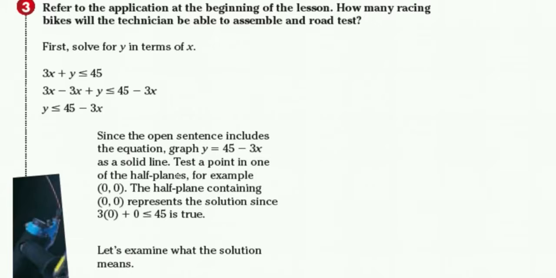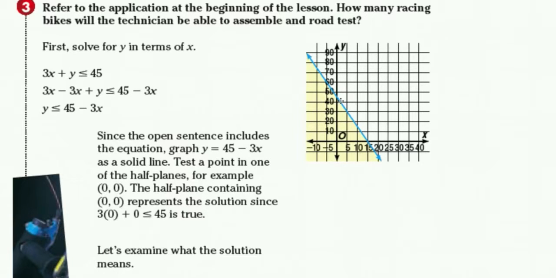So test a point in one of the half planes, for example (0, 0). The half plane containing (0, 0) represents the solution, since 3 times 0 plus 0 is less than or equal to 45 is true. So what it's saying is this. First, we need to graph y equals 45 minus 3x. We graph this using the slope-intercept form, where your slope is negative 3 over 1 and your y-intercept is 45. That's the graph that you come up with.